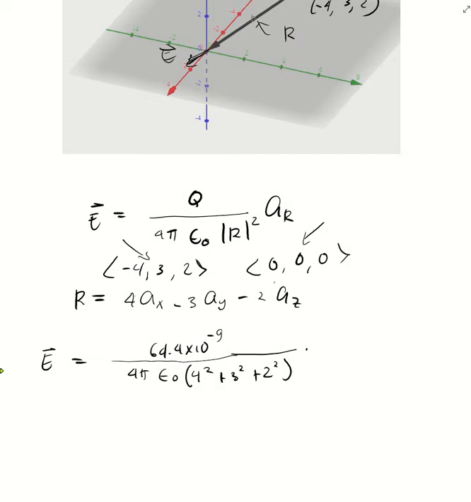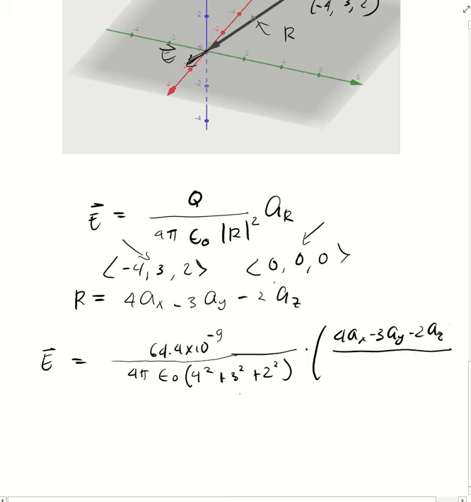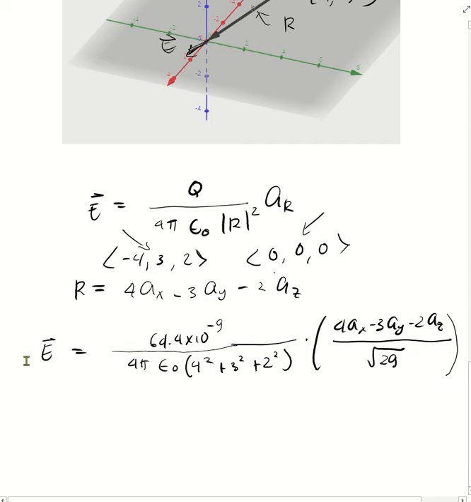So the unit vector is the vector itself divided by its magnitude. So this will be 4ax minus 3ay minus 2az. That's the vector R. And you divide it with its magnitude, which is equal to the square root of 4 squared plus 3 squared plus 2 squared, and that will be square root of 29. Okay? And this will be our electric field.